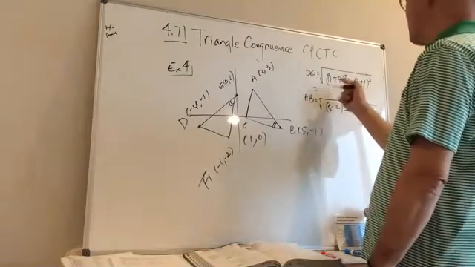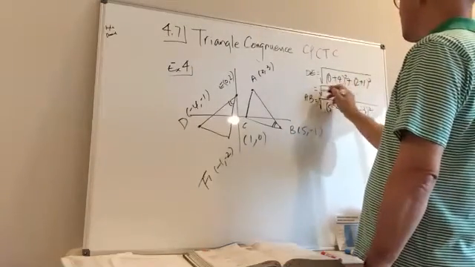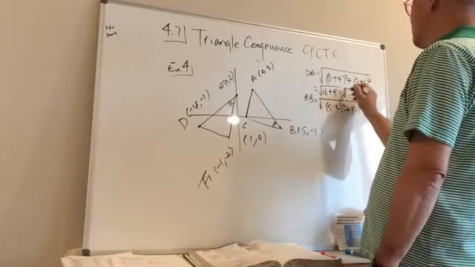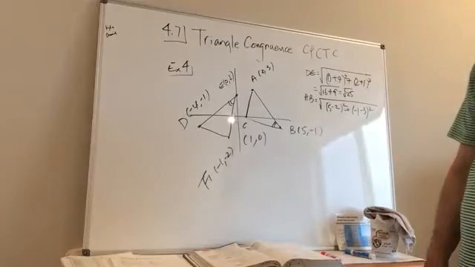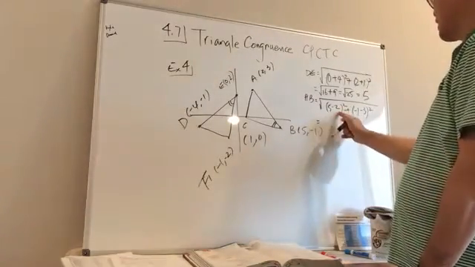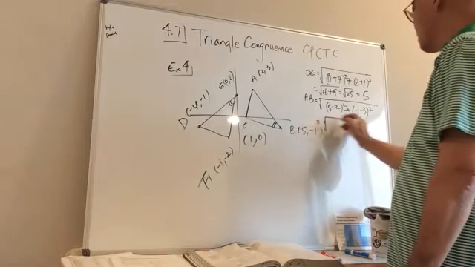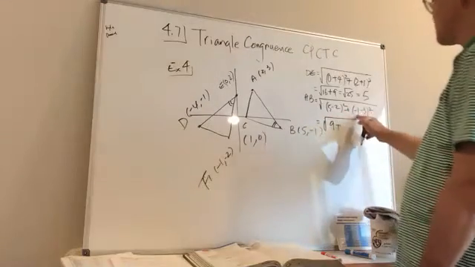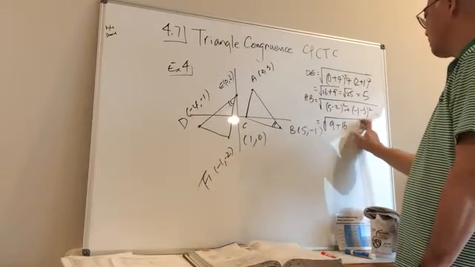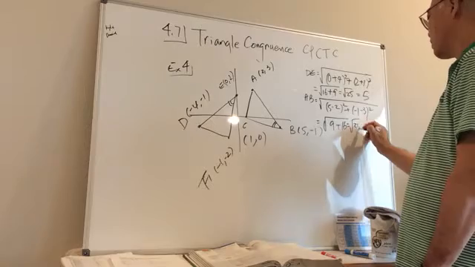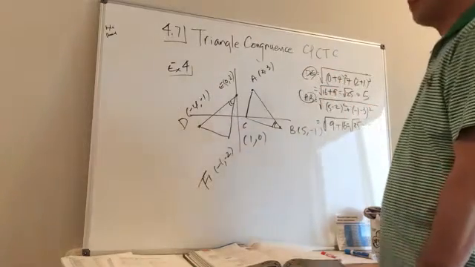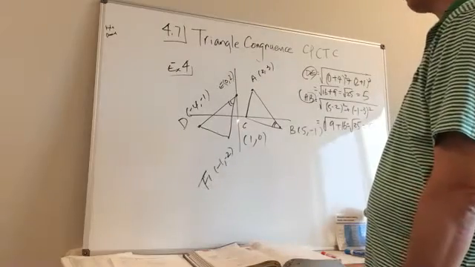What do I have here? I have 4 squared, which is 16. I have 3 squared, which is 9. 25, square root of 25 is 5. So this is 5. Here, I have 3 squared, which is 9, plus -4 squared. -4 times -4 is 16. Square root of 25, again, which is 5. So I found that these two are the same.